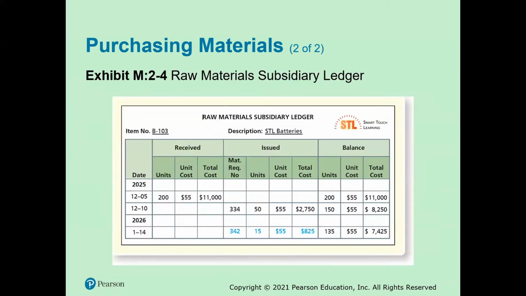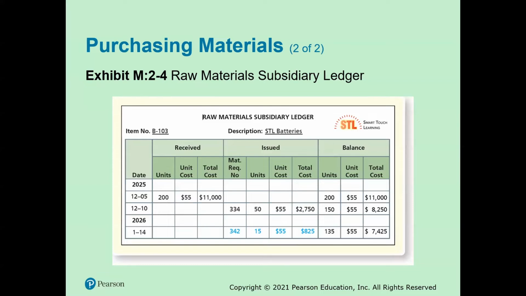The raw material subsidiary ledger includes a separate record for each type of material that Smart Touch Learning uses to produce its tablets. So Smart Touch Learning would have separate pages in the ledger for the batteries, for the processors, for cases, and other materials that they use. Here you see in Exhibit 2-4, it shows us an example of Smart Touch Learning's raw material subsidiary ledger for batteries.